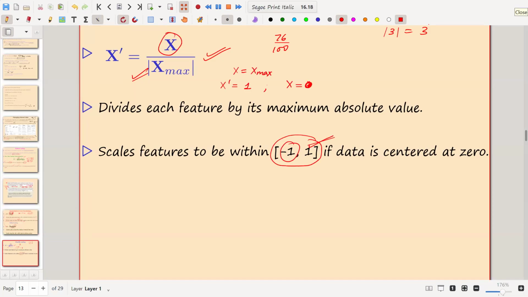X equal to minus x max is one of the good candidates, but can we guarantee that minus x max is the minimum one? That can be correct. There is no other way we can get -1. So I want to ask how it can go to -1. We saw if you take the maximum quantity and divide by the max, it will go to 1. But how do you get -1?